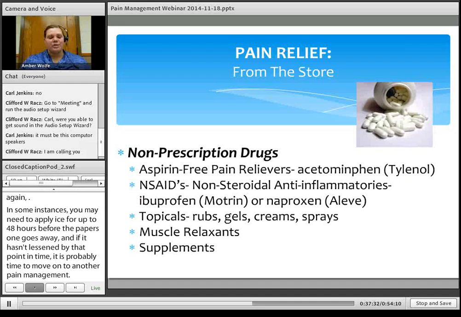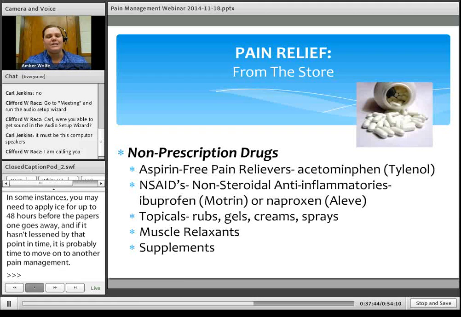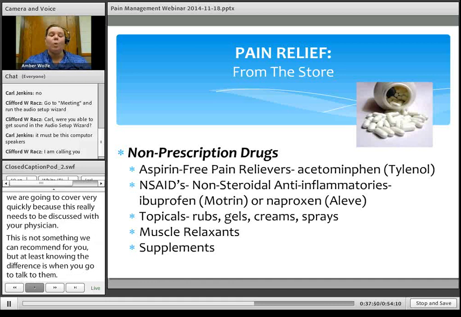So some general things you can look at from the store and from the physician, and these are things that we are going to cover very quickly because this really needs to be discussed with your physician. This is not something that we can recommend for you, but at least knowing the differences when you go in to talk to them. Some things that they're going to mention to you might be the non-prescription type of drugs or even prescription levels of things like aspirin-free pain relievers.